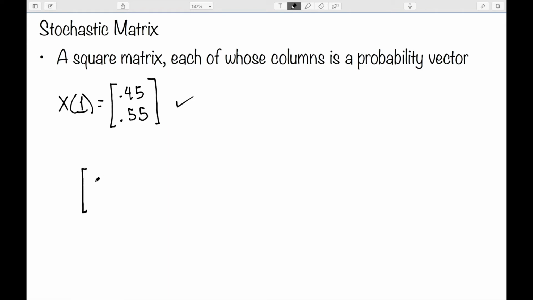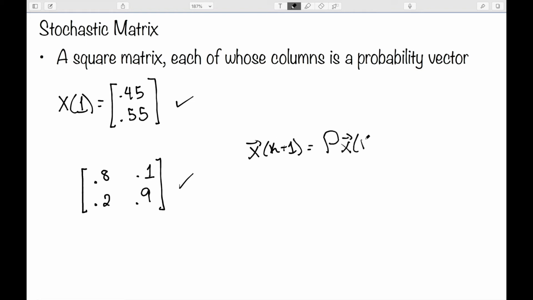In this example, my matrix was 0.8, 0.1, 0.2, 0.9. And this would be a stochastic matrix. 0.8 plus 0.2 is 1, 0.1 plus 0.9 is 1, and all my values are between 0 and 1. So this is a stochastic matrix. And these matrices commonly occur in formulas that relate successive states as a stochastic process. So, for example, in this case, they were related by x k plus 1 is equal to P times x k, where this matrix is my matrix P.